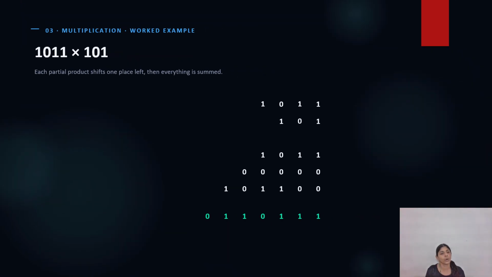I have taken the example as 1011 multiplied by 101. So here, what you have to do? You have to take the partial product, right? For each partial product, shift 1 place left, then everything is summed. Take down the first value, 1011 multiplied by 101. So check your first row. What is there in your first row? 1011. The 1011 should be multiplied by 1. 1 into 1, 1. 1 into 1, 1. 0 into 1, 0. 1 into 1, 1.